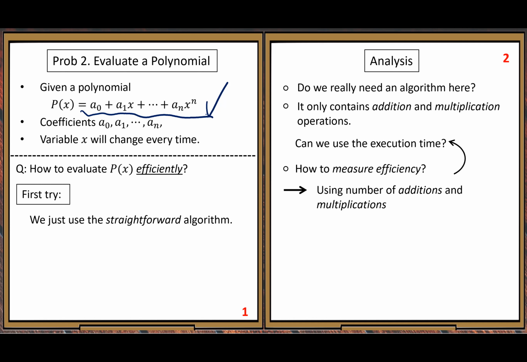The question. So here, let's consider the number of multiplications first. We have many terms. Tell me, how many terms do we have in this polynomial?